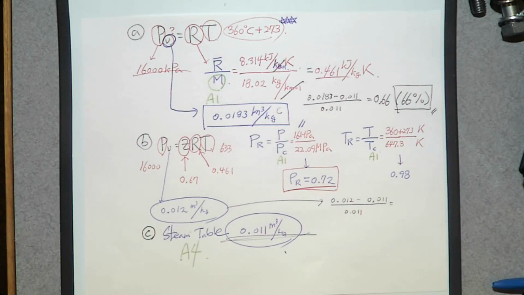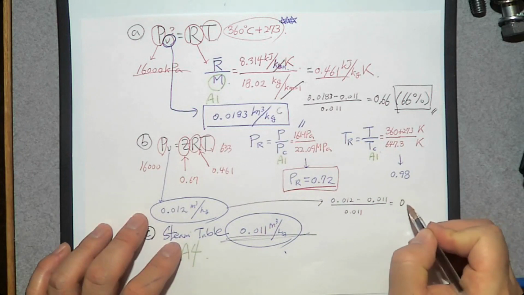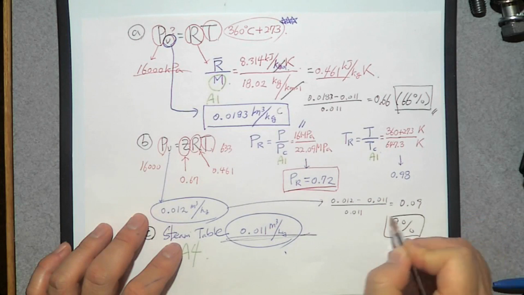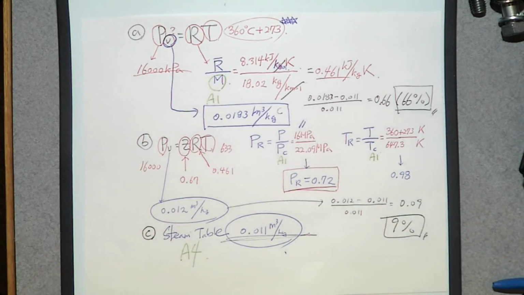We get 0.09. So what is the percentage? 9% error. Okay, we have reduced the error significantly from 66% down to 9%, but still 9% is quite high.